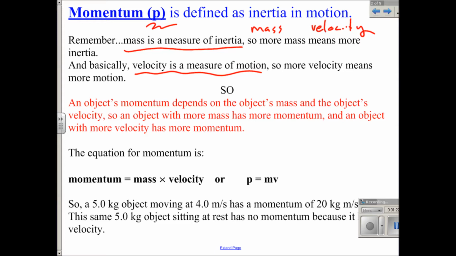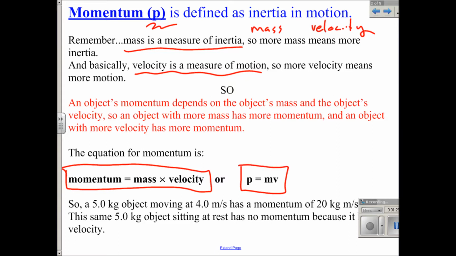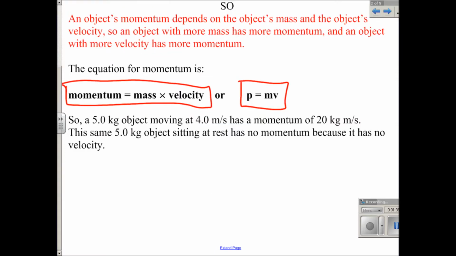So here's the equation we're going to use to calculate momentum. It's just mass times velocity, okay? In shorthand, p equals mv. Momentum equals mass times velocity. All right, let's do a quick example. The math is easy, but I want to talk about the units for a second. Suppose I told you a 5-kilogram object is moving at 4 meters a second. What's the momentum? The answer is here on the board, but again, I want to talk about the units.